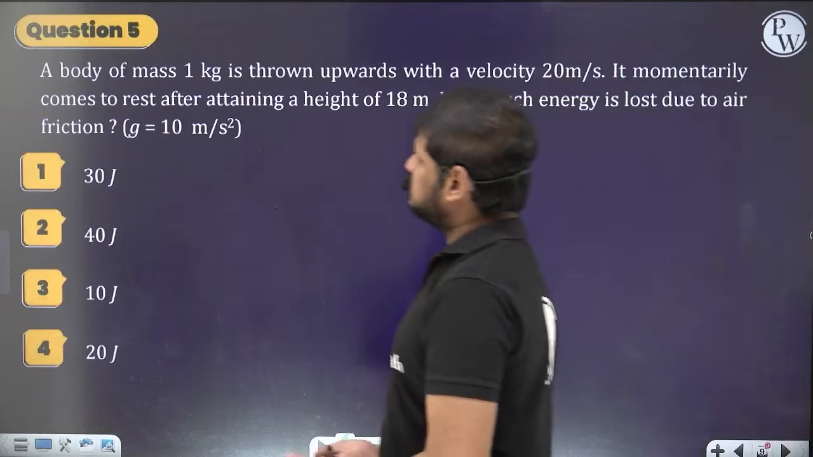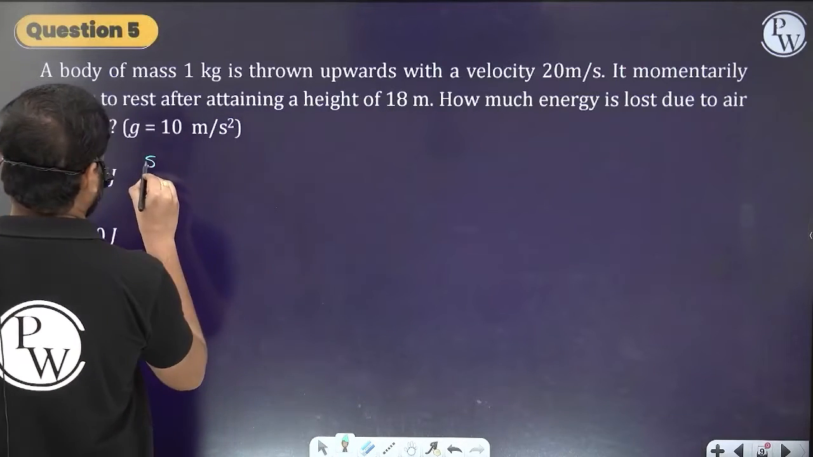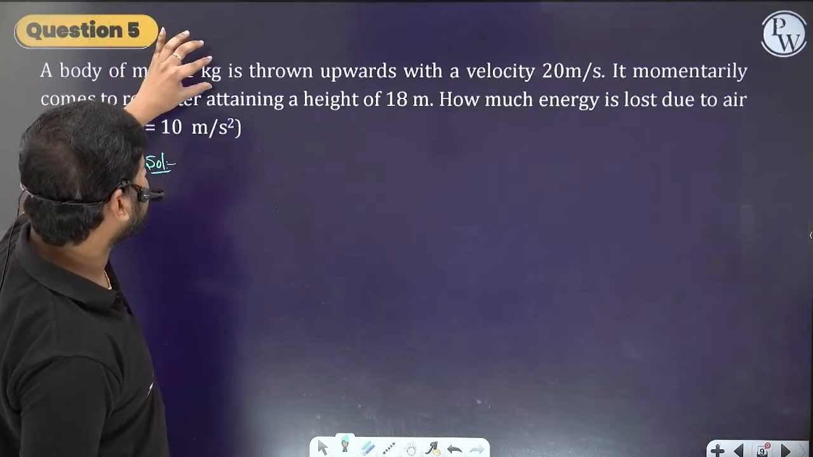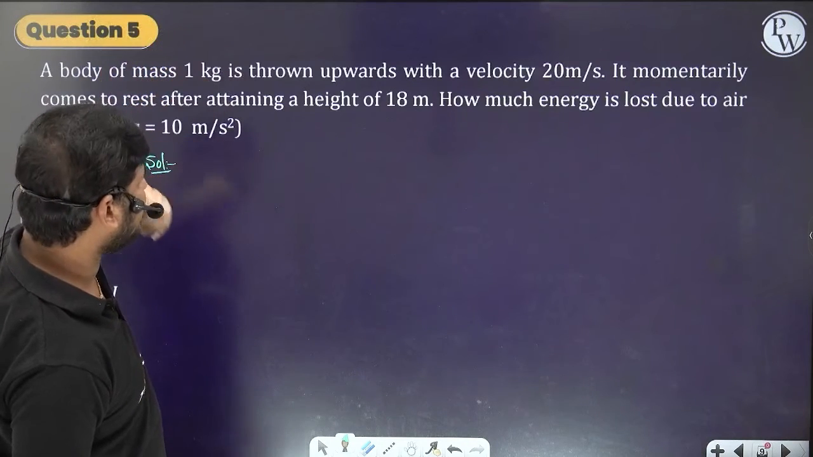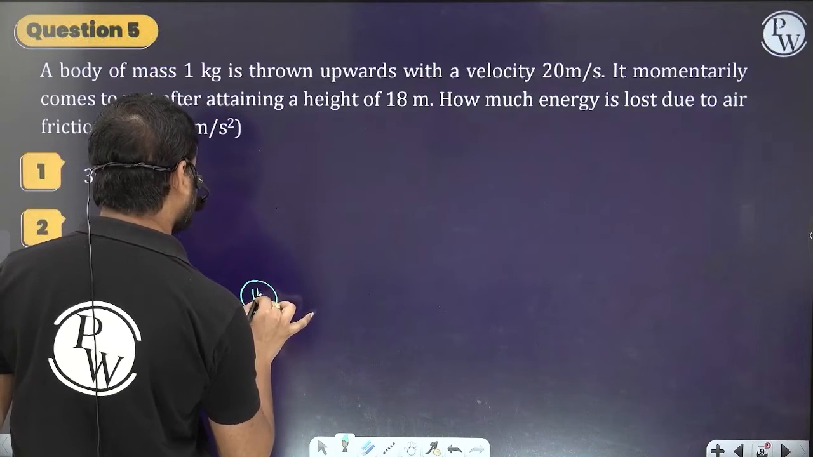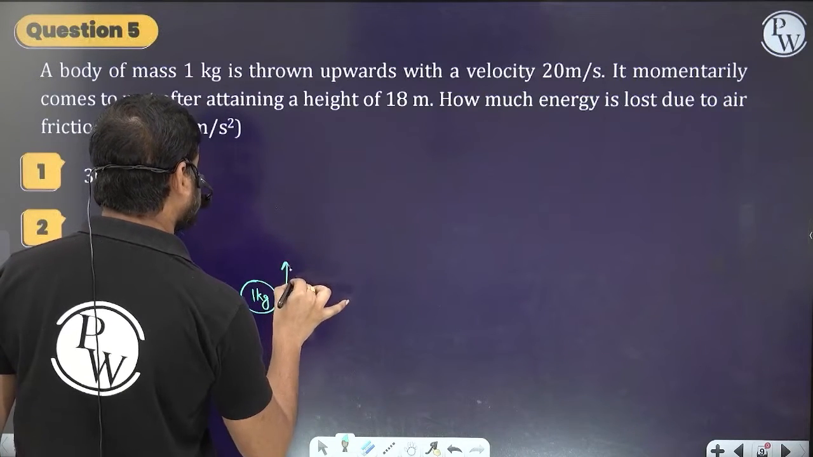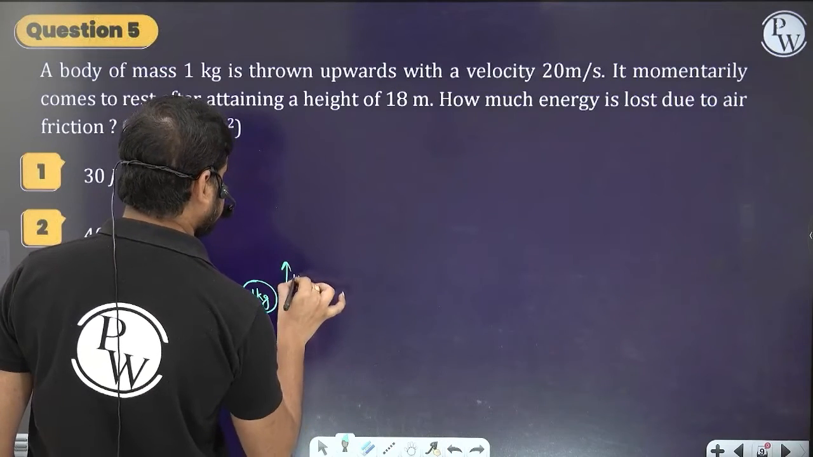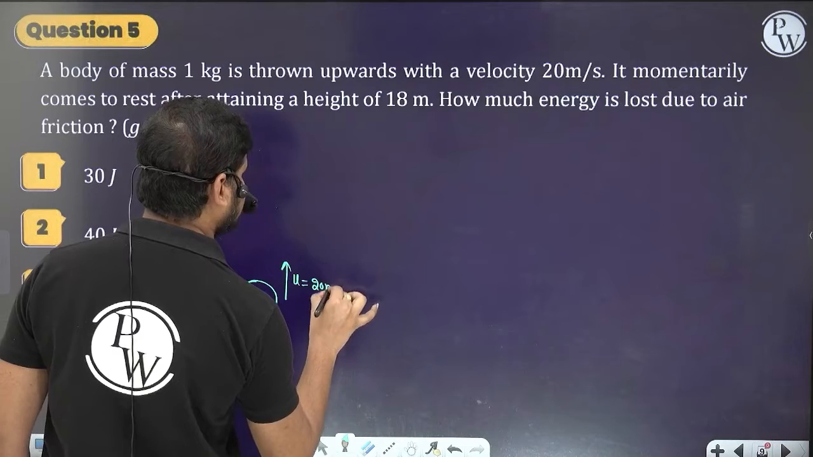So let's go for the next question. What does the question say? A body of mass 1 kg is thrown upwards with a velocity of 20 meters per second. So this is a 1 kg block which is thrown upward with an initial velocity, let's take this as the initial velocity, 20 meters per second.